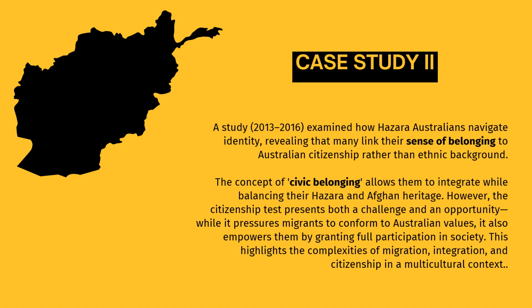On the other hand, the Hazara people, Afghanistan's third largest ethnic group, have faced decades of persecution. Through interviews in Adelaide and regional South Australia, a study conducted among Hazara refugees in Australia between 2013 and 2016 explored how they navigate their identities. One key finding was the concept of civic belonging, where identity is linked to Australian citizenship rather than ethnic background. As Foster and Hartley explain, civic belonging is based on shared rights and responsibilities, not cultural ties.